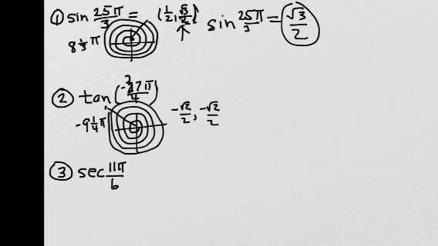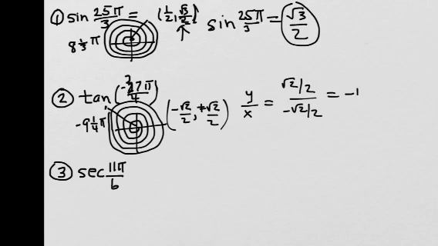Okay, because it's pi over 4. And, I'm sorry, negative positive, my mistake. Negative positive. So the tangent is y over x. Tangent is y over x. So you take the y coordinate divided by the x coordinate and you get negative 1.